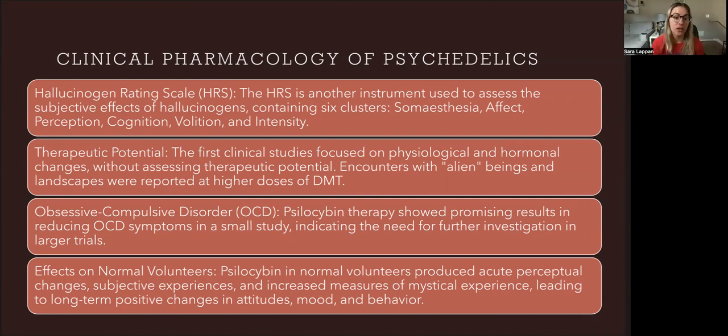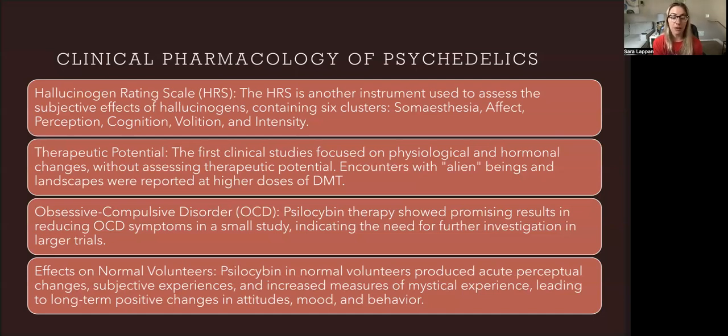So the first clinical studies focused on physiology and hormone changes without assessing therapeutic potential. As we know, that happened in the 60s and 70s, toward the end of the 60s, when there was a little bit more skepticism and fear with psychedelics. And then encounters with alien beings and landscapes were reported at higher doses of DMT. So some of those supernatural connectivities. If you think of aliens in any sense of the word, how we use it for extraterrestrial beings, along with human beings on this planet, there's generally not a good connotation associated with the word alien. So it says a little bit about some of the attitude in that.